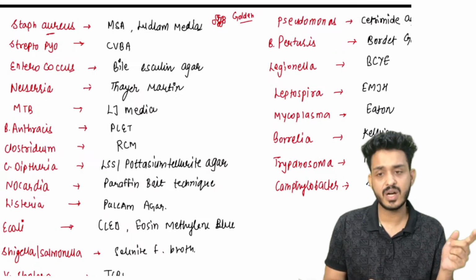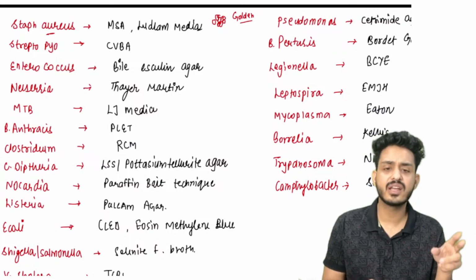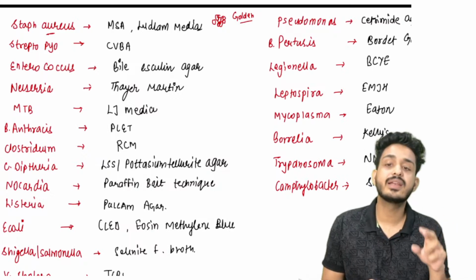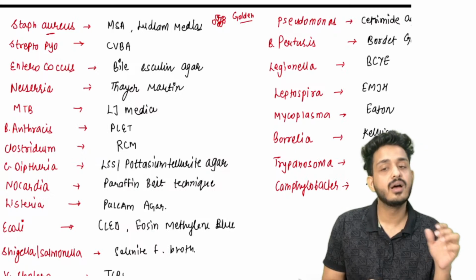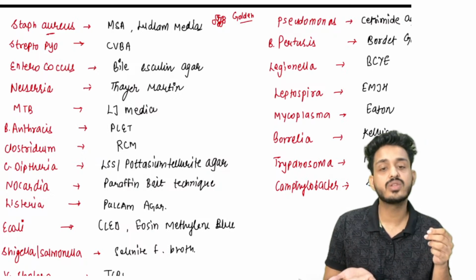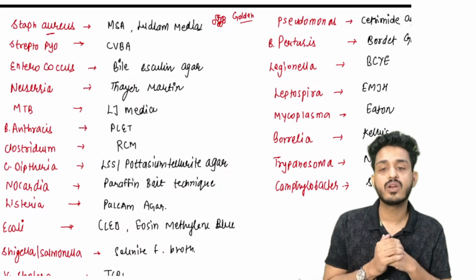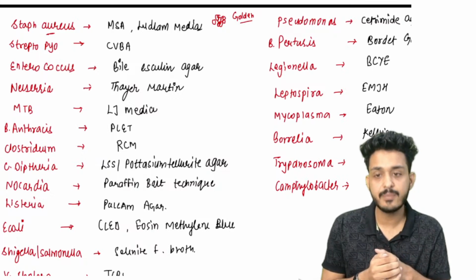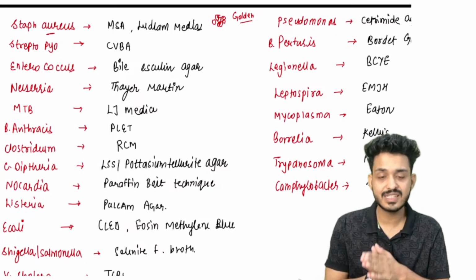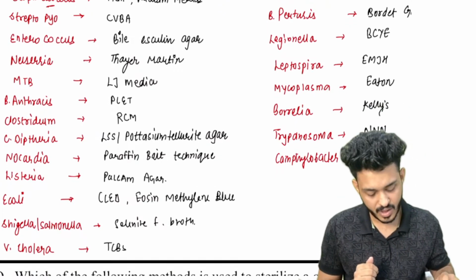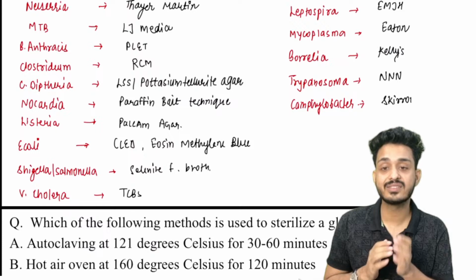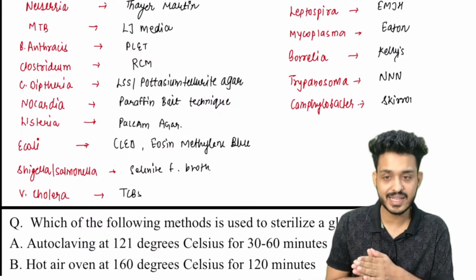Neisseria will be Thayer-Martin. One more is there, New York. Okay, next one is your MTB, that is Lowenstein-Jensen media, LJ media. Bacillus anthracis, I would be teaching you, that would be a plate. Okay, Clostridium, Robertson cooked meat media. Diphtheria, we can use Loeffler serum slope. We can also use potassium tellurite agar. Okay, next we are having nocardia. Important is nocardia, we are having paraffin bed technique.